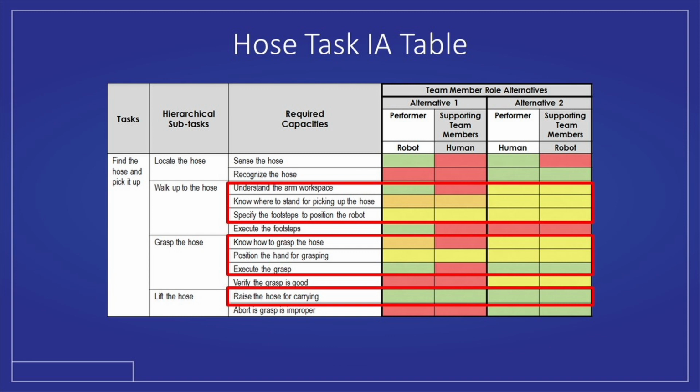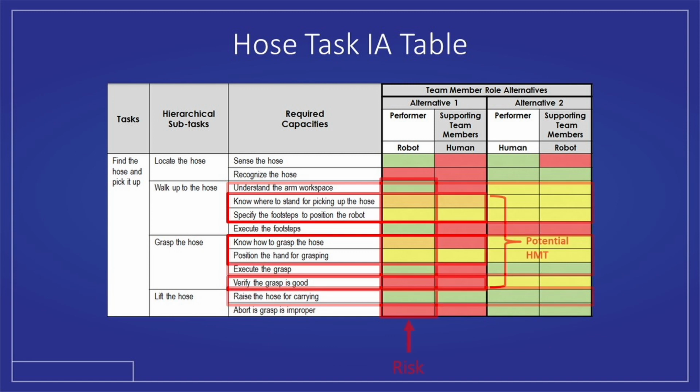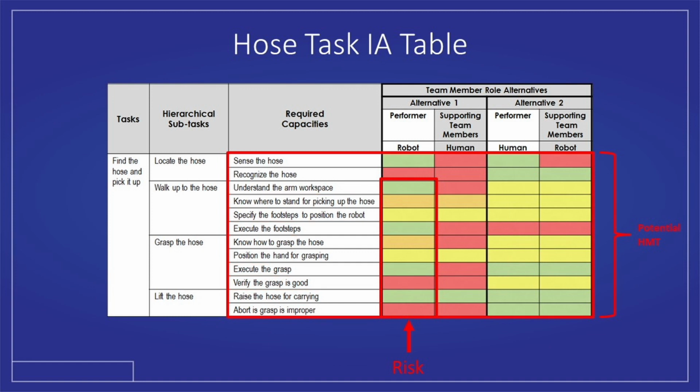Just considering human assistance for our example, we can use IA to identify the potential human-machine teaming options. If we include the second alternative with the human as the performer with robot assistance, there are even more options. Hopefully you're starting to see human-machine teaming not just as a nice-to-have feature, but as an essential approach to designing resilient and effective solutions that help mitigate risk.